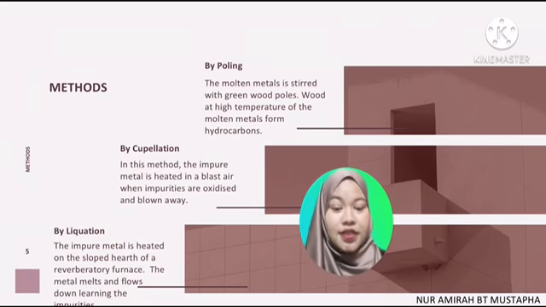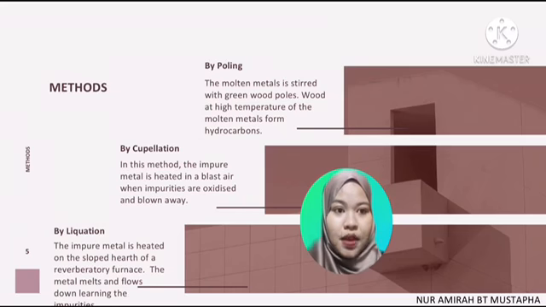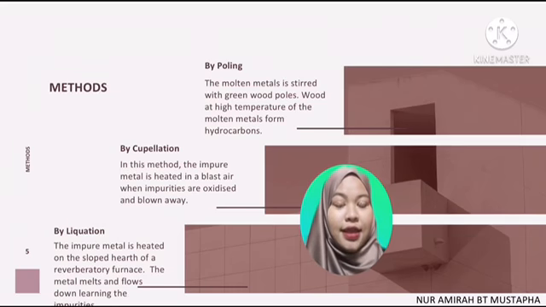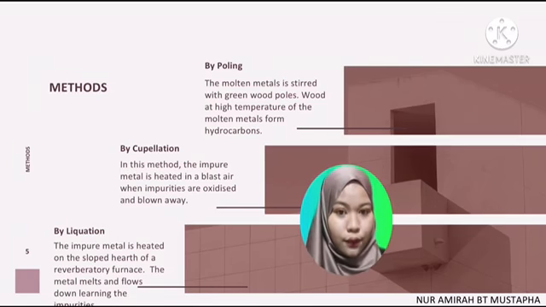The fourth method is poling. The molten metal is stirred with green wood poles. Wood at the high temperature of the molten metal forms hydrocarbons like methane, which bring about the reduction of any oxide present in the metal, for example copper oxide present in the blister copper. In this case, the impurities are oxidized and float on the molten metal as scum, which is removed.